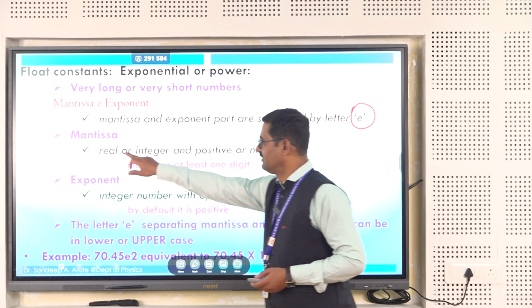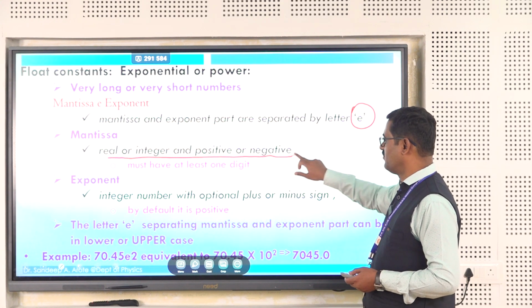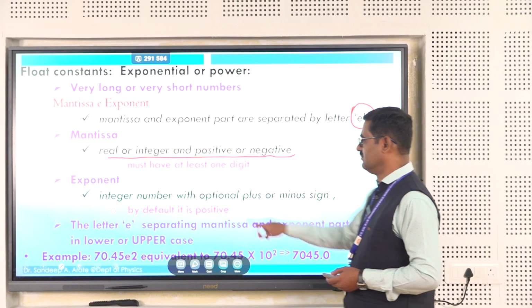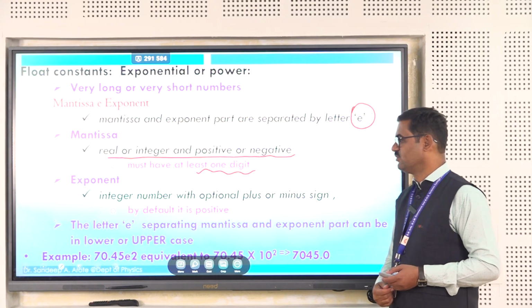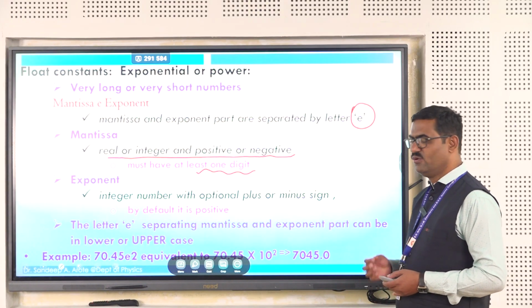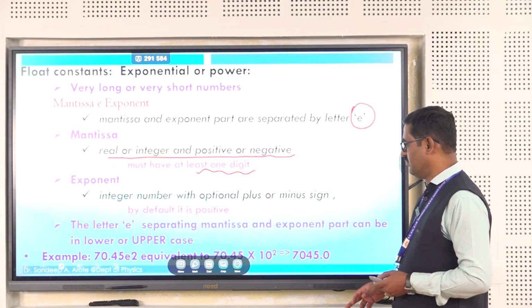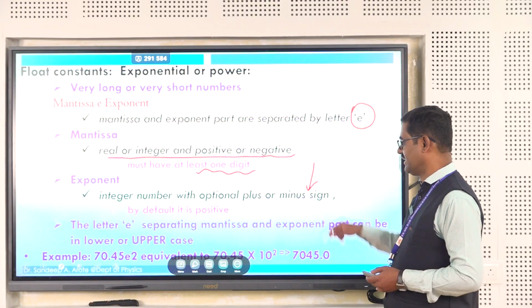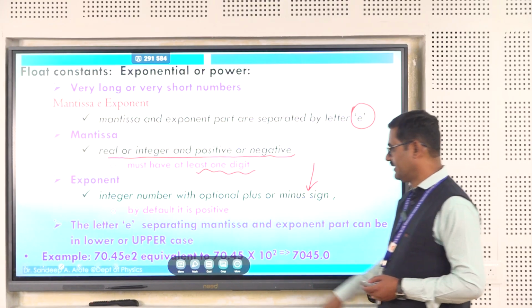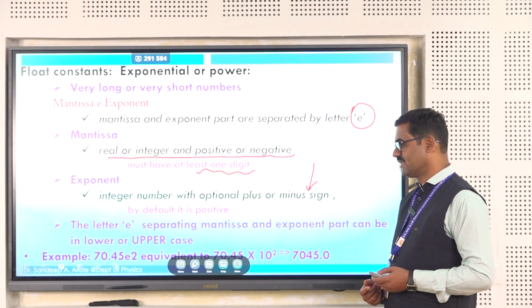Now, here you can see what the mantissa is. It is real or integer, positive or negative, but must have at least one digit. This is very important. And what is the exponent? The exponent is only an integer number, either positive or negative. By default it is treated as positive, but you can purposefully add a sign that is negative. The letter e separates the mantissa and exponent parts, and it can be in lowercase or uppercase.